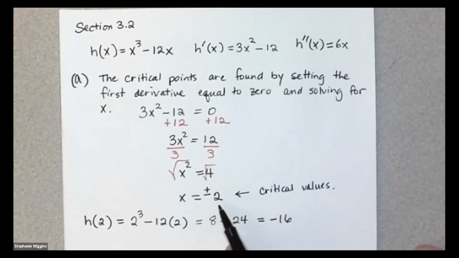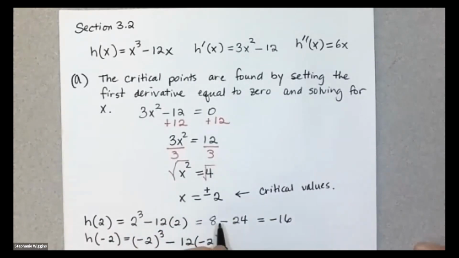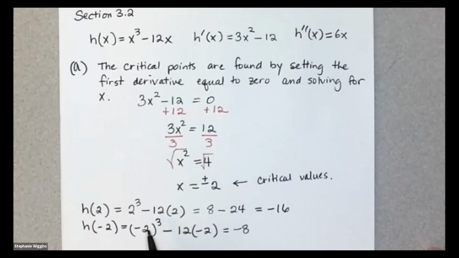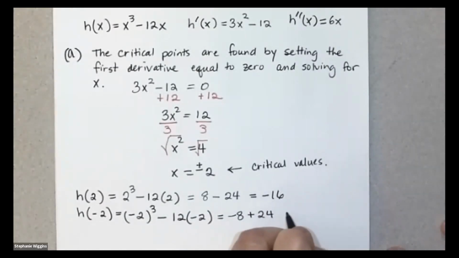Then we do the same thing for minus 2. So we have minus 2 cubed minus 12 times minus 2, and this is going to be negative 8, right? Because when you cube a negative number, it's still negative. So it's going to be negative 8. Then we have a double negative here, so it's going to be plus 24. And that gives me 16.